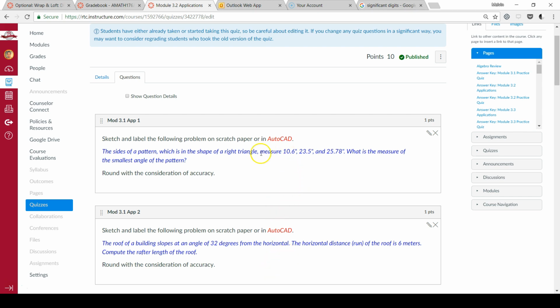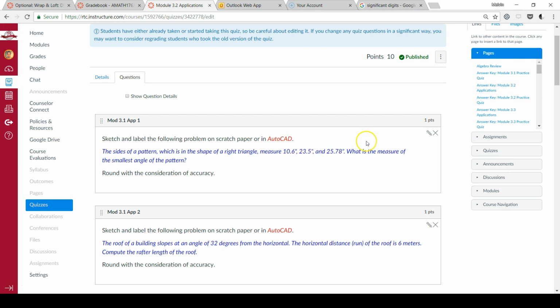So I know my three numbers. It says the sides of a pattern. So we have a pattern that we're working with, and we have sides. So that means the numeric information that comes after this is going to relate to the sides. It says it's in the shape of a right triangle. Okay, so we know we're dealing with a right triangle. It's going to be a trigonometry problem. They measure 10.6, 23.5, and 25.78.